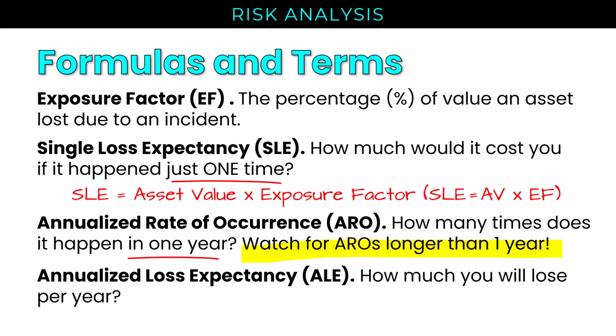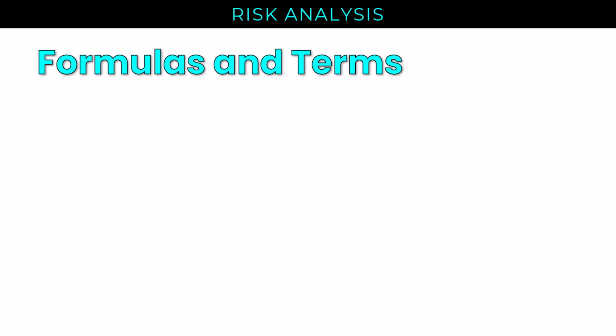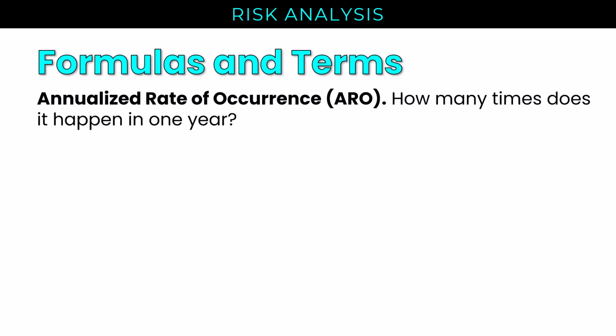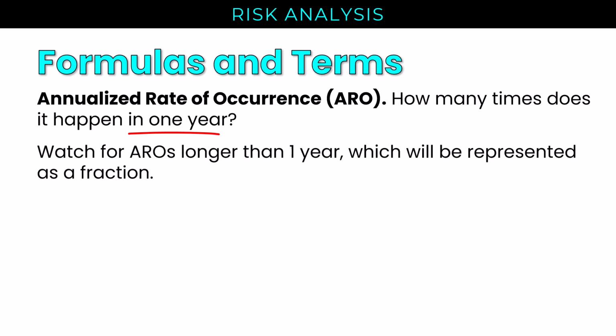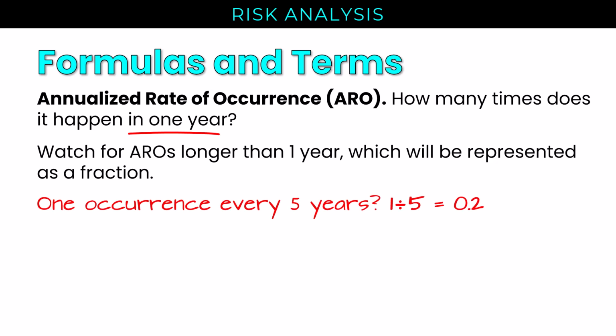Annualized loss expectancy, how much will you lose per year? So for the annualized loss expectancy, that's single loss expectancy times the annualized rate of occurrence. Or if you wanted to state it another way, the asset value times the exposure factor, which equals the single loss expectancy, times the annualized rate of occurrence. Then last but not least, we have annualized rate of occurrence, which answers the question, how many times is the risk realized in 1 year. So remember to watch for annualized rate of occurrence longer than 1 year, which will be represented as a fraction. So 1 occurrence every 5 years, 1 divided by 5 equals an ARO of 0.2.